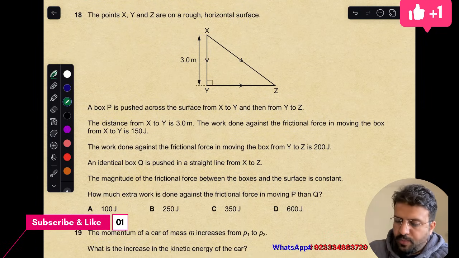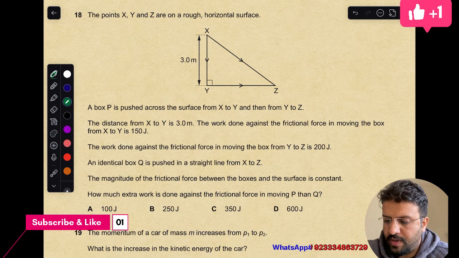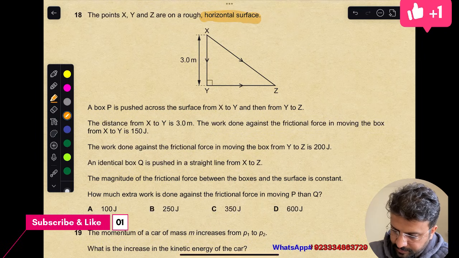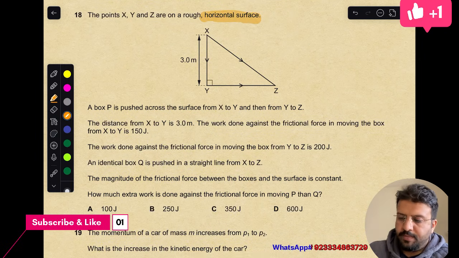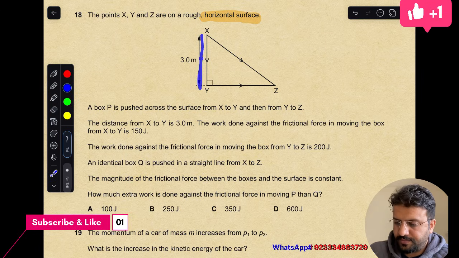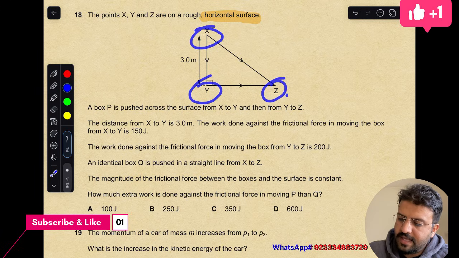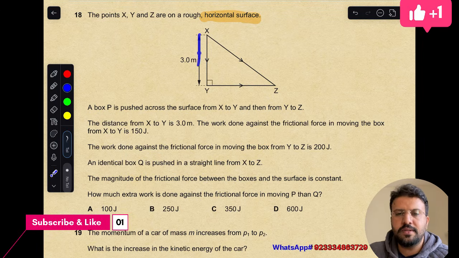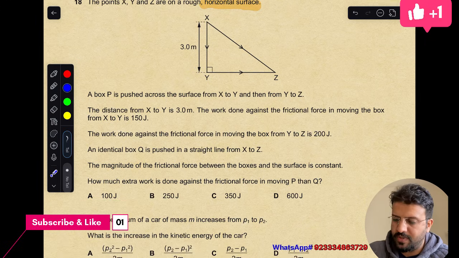In question 18, points x, y and z are on a rough horizontal surface. I'd like to highlight this thing. It's a horizontal surface, because whenever students see this picture, they consider this thing as a height. This is not a height. These x, y, z are all at the same height. They are placed on the ground. You have to let this sink in, so you will not make the mistake, because in most of these questions they give us this as a height, but this is not the case in this question. This is the most common mistake that students make.